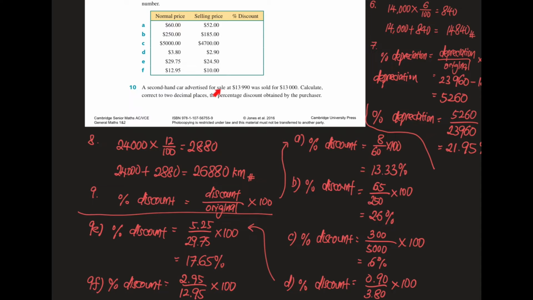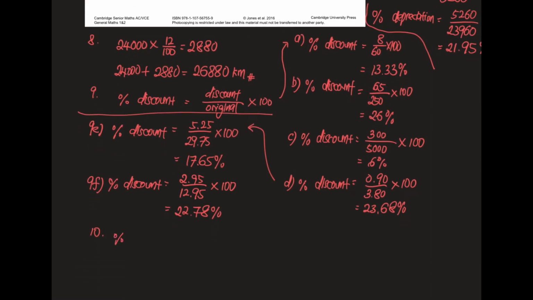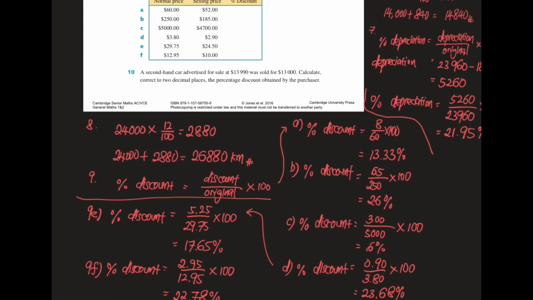A second-hand car advertised for sale at $13,990 was sold for $13,000. Calculate correct to two decimal places the percentage discount obtained by the purchaser. So let's do the percentage discount again. We need to know that the discount is the difference of these two numbers.